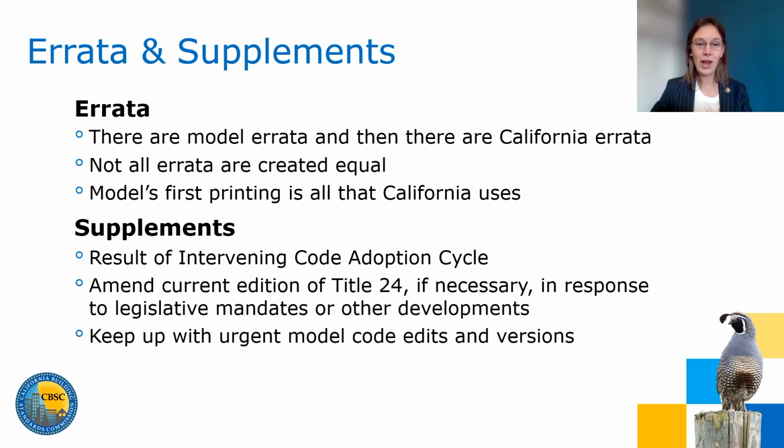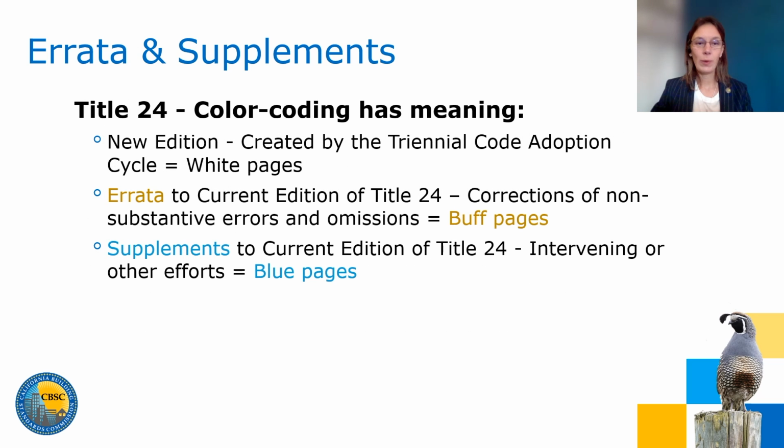When California errata is issued, it's printed on buff-colored paper and has words buff and errata and the effective date at the bottom of each page. Electronic versions will only have the text identification at the bottom of the pages since they are not printed. Normally, there is one errata that is effective on the effective date of each new edition of Title 24, but sometimes there is a second one also.